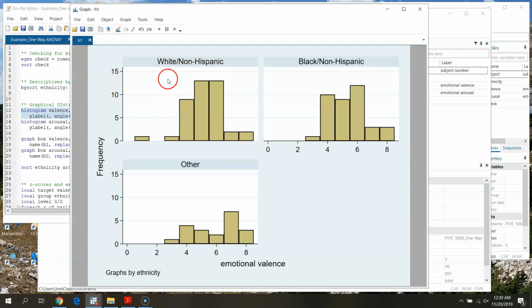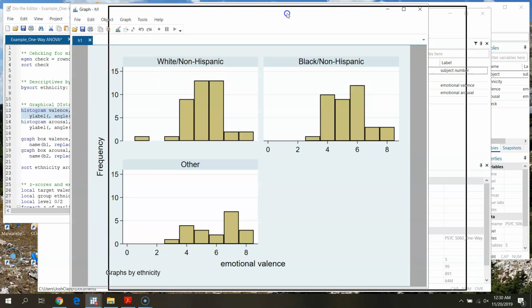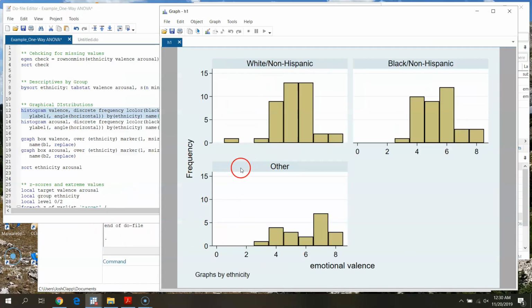And here's our graph here. So again, we're just doing some things just to kind of make this look cute. Made our y-axis frequency. We give it black lines.